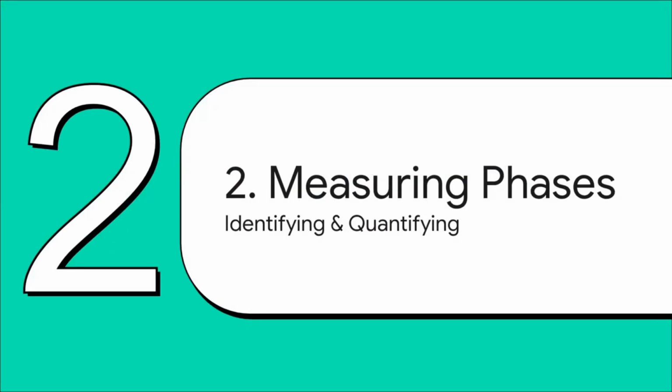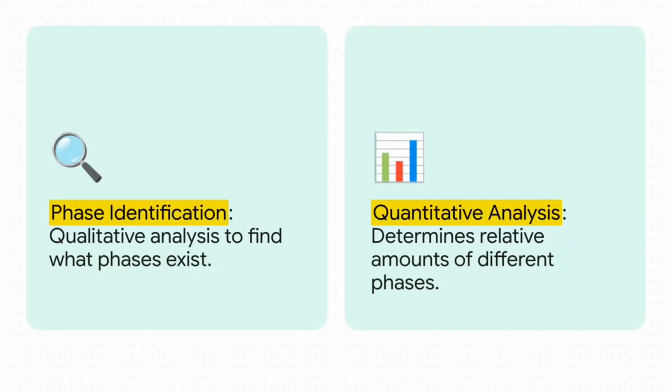Moving right along to Section 2, identifying and measuring phases. So knowing what a material is made of is huge, right? But it's really only half the battle. Once we've identified the phases, we need to measure them to figure out exactly how much of each ingredient is actually in the mix. It's super important to understand the difference between these two core functions.